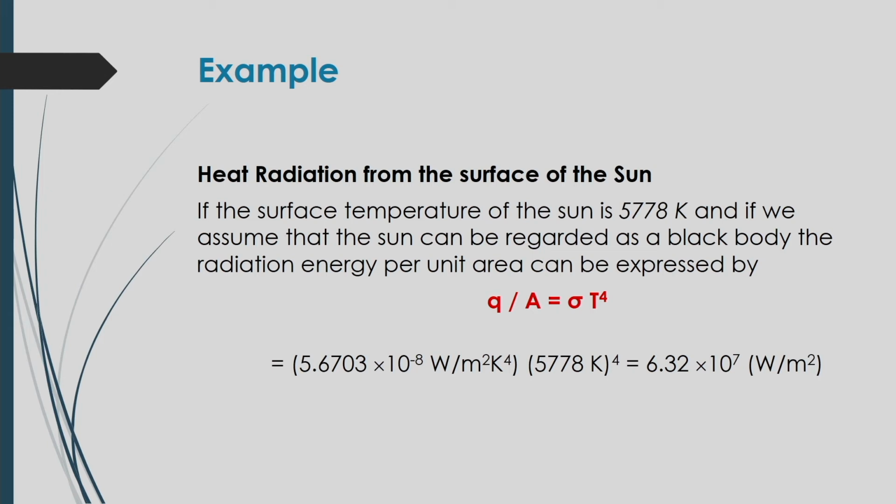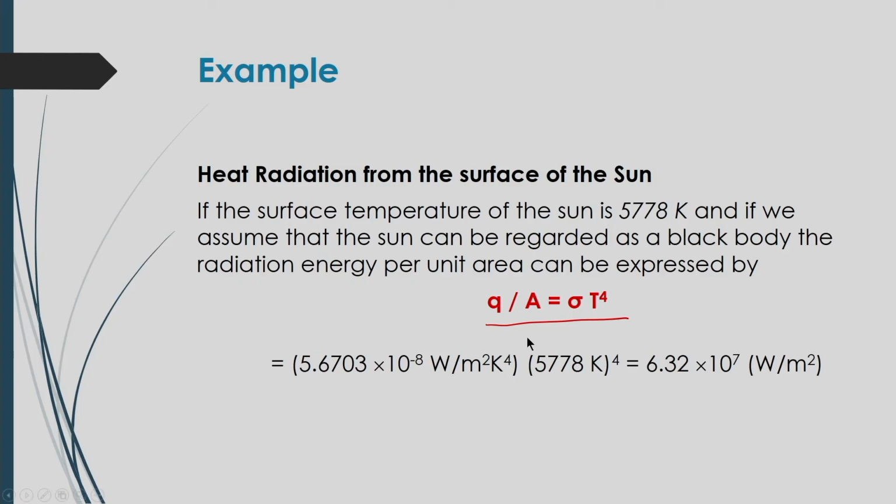Now, let us take an example here: heat radiation from the surface of the sun. If the surface temperature of the sun is 5778 Kelvin, and if we know that the sun can be regarded as a black body, then the radiation energy per unit area can be expressed as Q by A equals sigma into T to the power 4. Now, according to this equation, what should be the amount of heat that is being radiated from the sun?